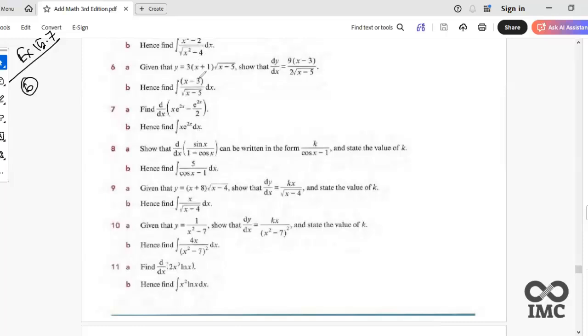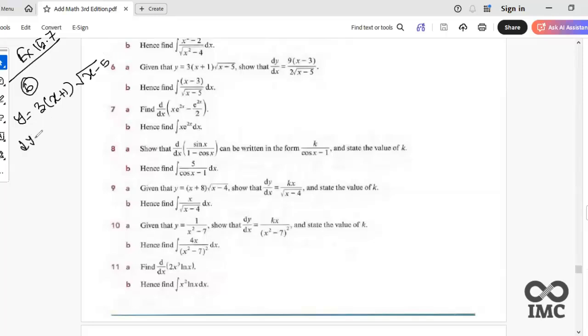Given that y equals (3x + 1) root of (x − 5). Now from this we need to show that dy/dx equals 9(x − 3) by 2 root of (x − 5). So here y equals (3x + 1) root of (x − 5).